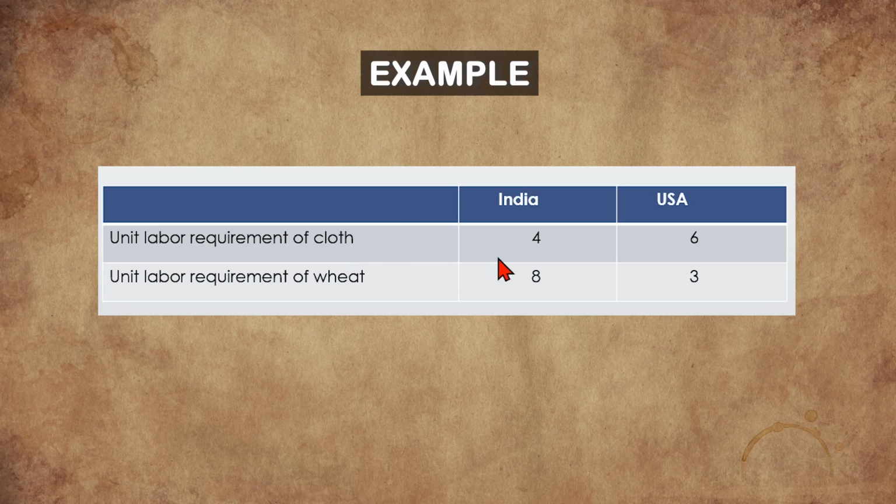If the labor price is 1 all across the globe, so 1 labor gets 1 rupee, then the labor cost for cloth in India is 4, it is 6 in USA. It could be rupees, it could be dollar. And for wheat, it is 8 in India and it is 3 in USA. So it is quite natural that India has advantage in absolute sense over USA in producing cloth, and USA has advantage over India in producing wheat. So that's the basic idea of absolute cost advantage theory.